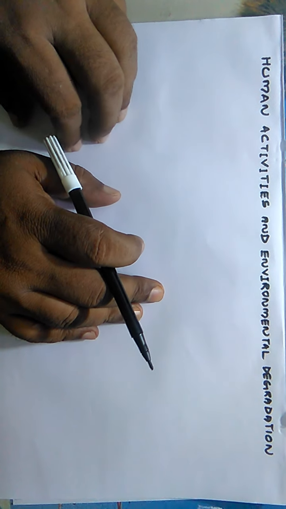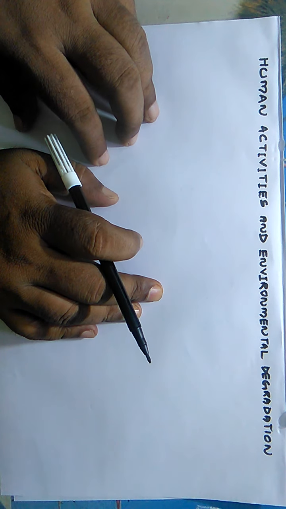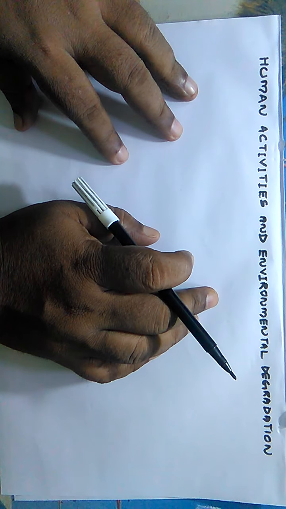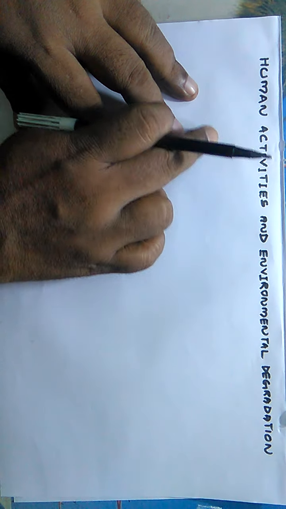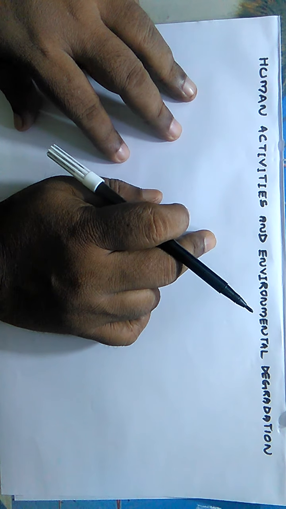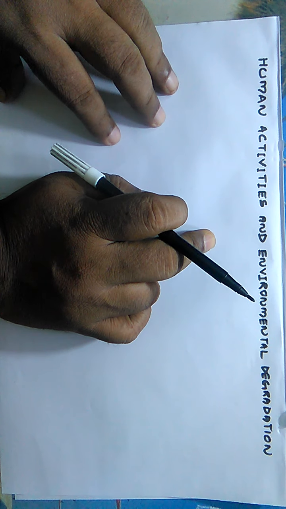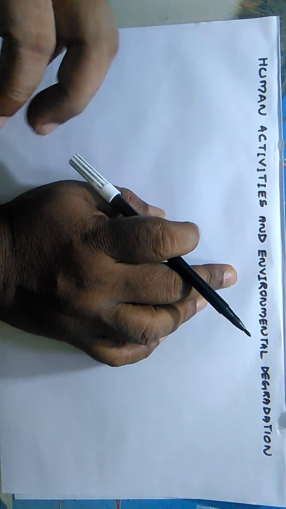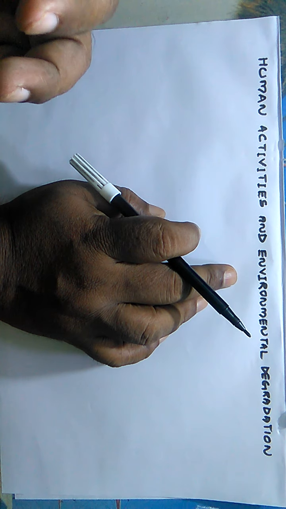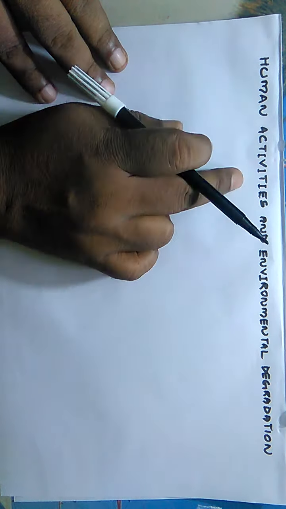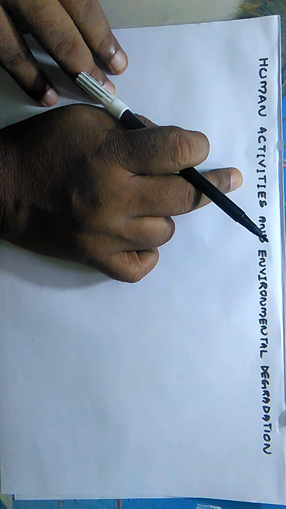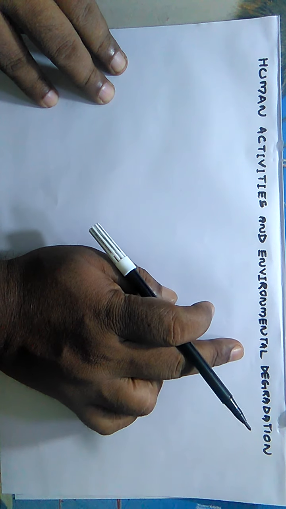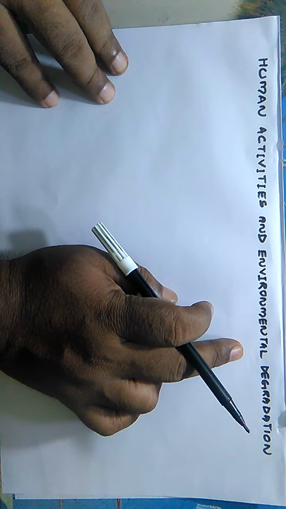Hello students. Today we are going to discuss the 7th chapter of your geography syllabus, that is human activities and environmental degradation. Now, when you talk of environmental degradation, it is the effect on the environment that is taking place as a result of human activities. That is, the quality of the environment is deteriorating as a result of human activities.